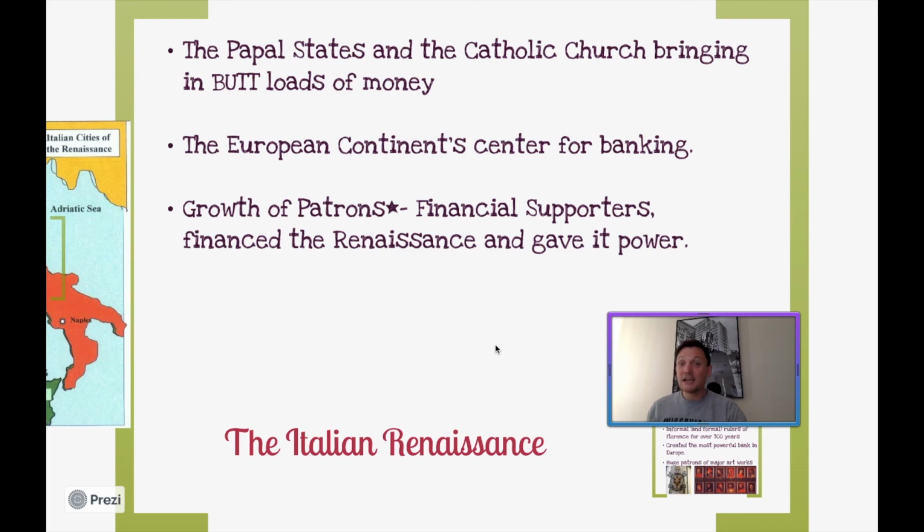Another big reason why is because this is the European continent's center for banking, right? The thing about it is Florence became so popular with their banking system that their currency, the Florentine florin, this gold coin, became the standard measurement of currency throughout all of Europe. If you had a florin, you could buy anything. So that's really important that you understand that their banking was so prevalent that Italy became the European center for banking.